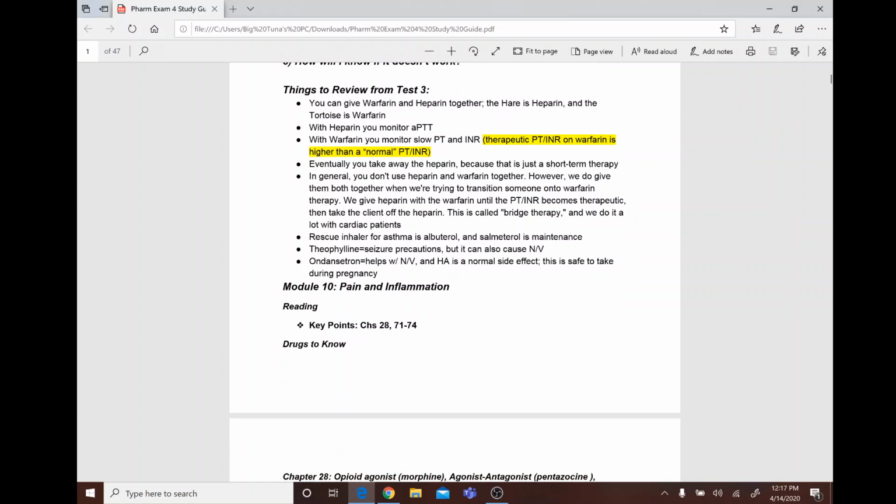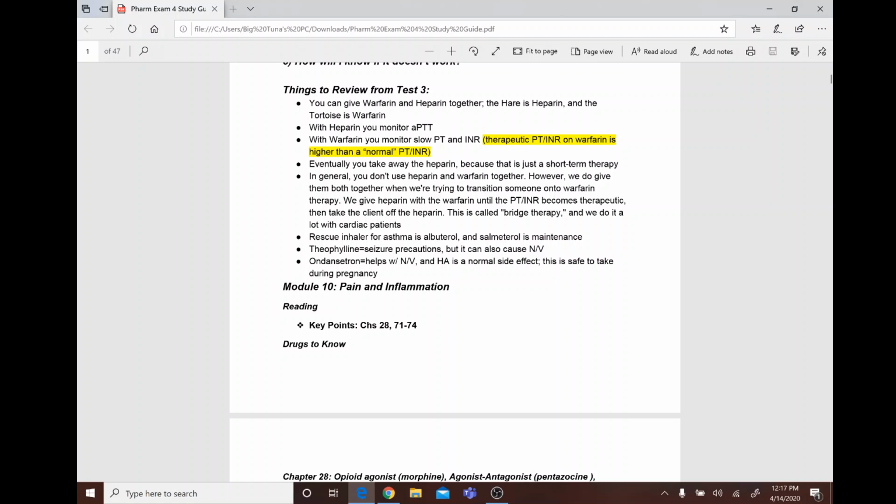In general, you don't use heparin and warfarin together. However, we do give them both when we're trying to transition someone onto warfarin therapy. We give heparin with the warfarin until the PT INR becomes therapeutic, then take the client off the heparin. This is called bridge therapy, and we do it a lot with cardiac patients. Rescue inhaler for asthma is albuterol, and salmeterol is maintenance.